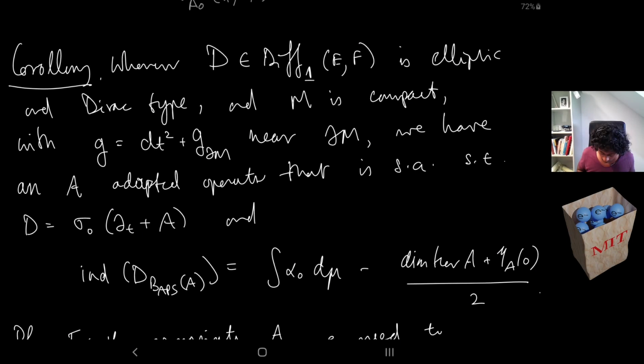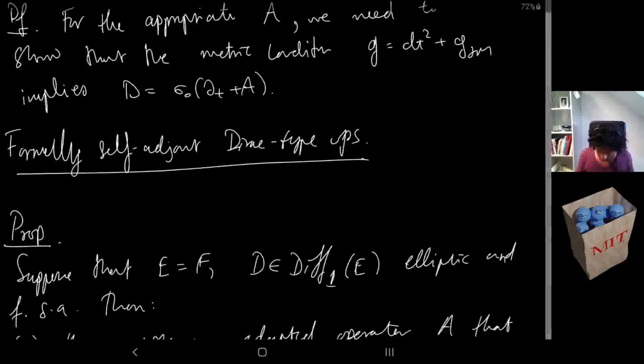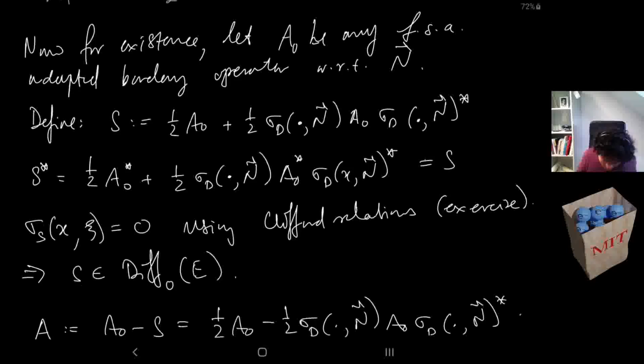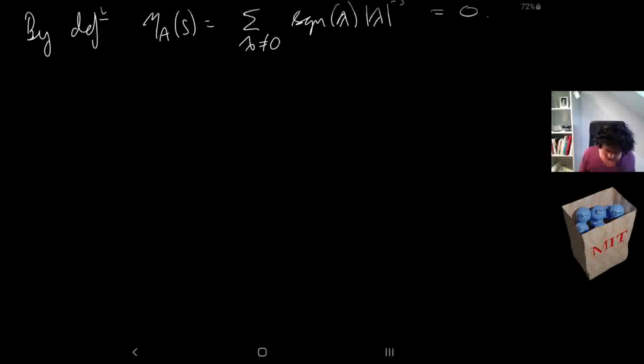Of course, here we're not claiming that A is unique, right? Because if I add a lower order term, if I just add a constant number, I'm still going to have a self-adjoint adapted boundary operator. But I assume that G is a product metric in the boundary, and we have an adapted boundary operator self-adjoint, so that the operator is product near the boundary. So I'll spell all of that stuff out in detail in the lecture notes.